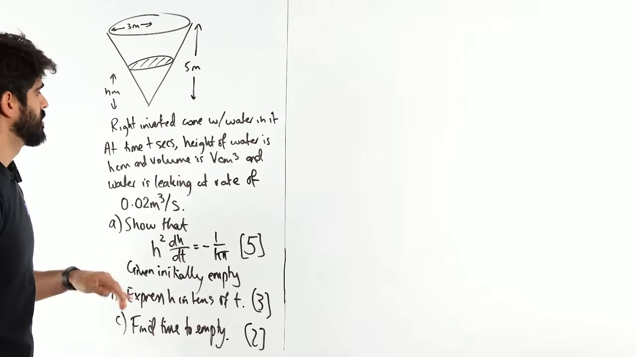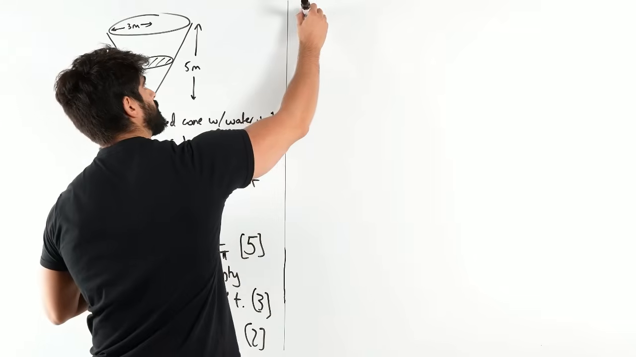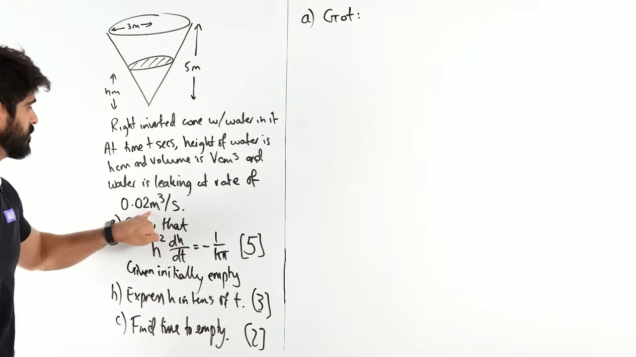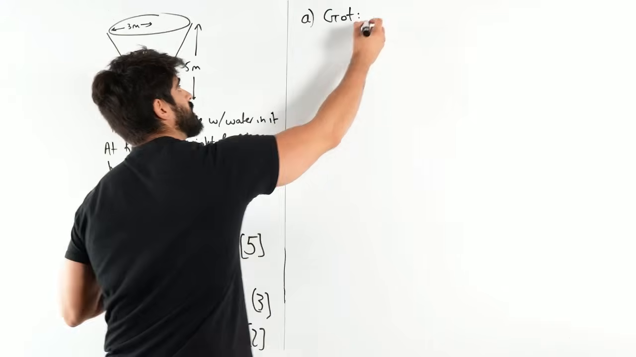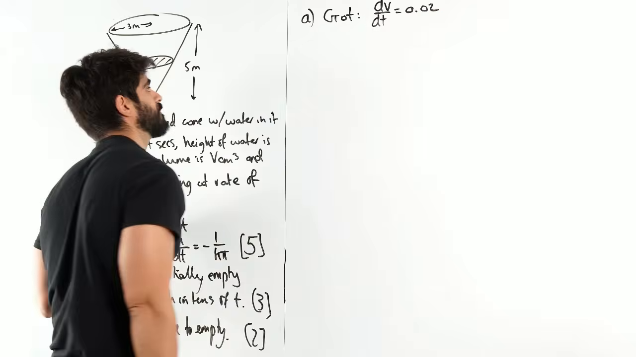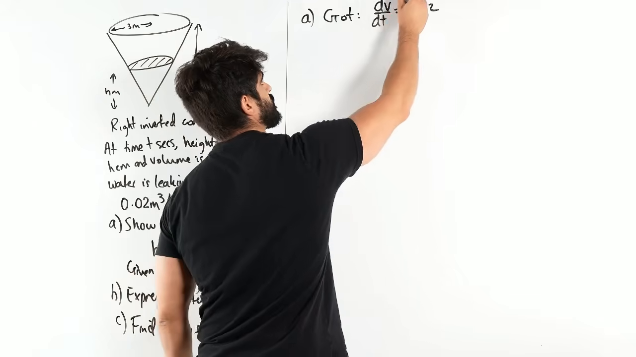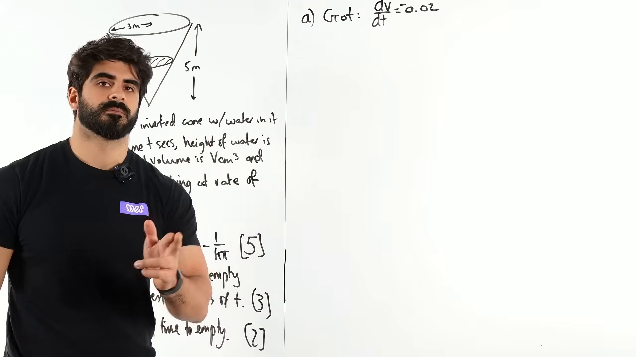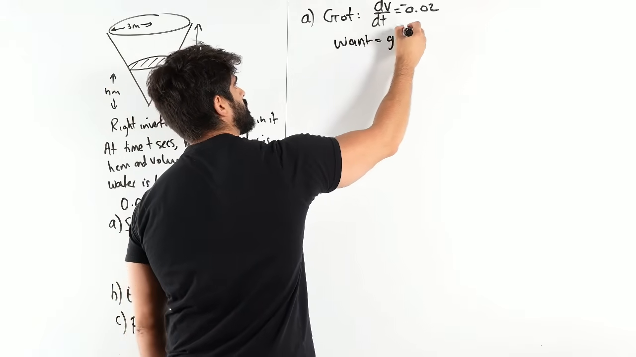So here they've given us something important. This is what we've got. Look at the units. That's a rate of change of volume with respect to time. We've got dV by dt is 0.02. But it is leaking, meaning it's minus 0.02. So the Wagwan formula: what you want is what you've got times what you need.